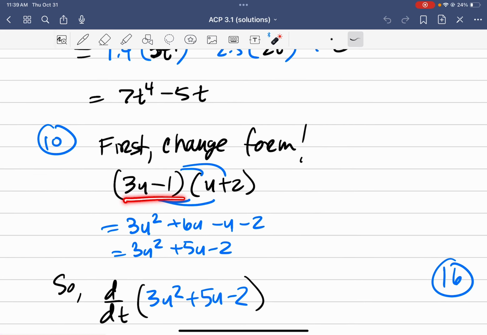For number 10, if you're asked to take the derivative of this, you must change the form. It's a theme that has gone throughout this course and much of mathematics. So when you multiply it out, you would get this.